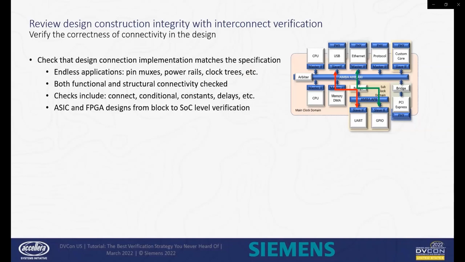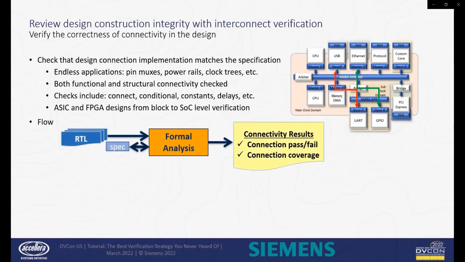Verification of these connections is important to ensure trivial bugs don't sneak into proper functional verification. An intent-driven verification solution naturally must include verification of connections of ASIC and FPGA designs from the block to the SoC level. Typical connectivity checks include direct connect, conditional connections, delayed versions of both, as well as connections to constants.